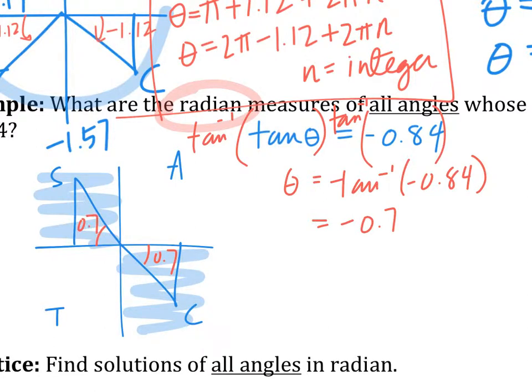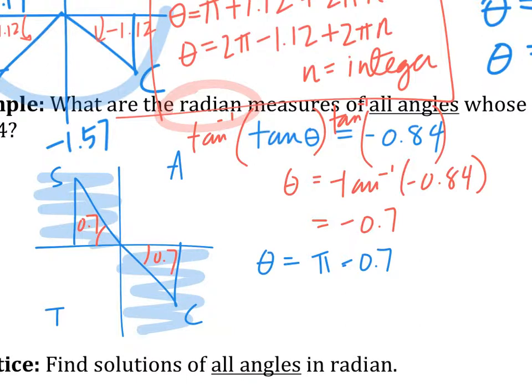Okay, the last part is writing the answer. So if you get to this point, it's good. Now writing the answer is the hard part. So just think of it visually. How do I get to this angle in the second quadrant if I start from 0? I have to go how much? Pi, minus 0.7. Okay, go all the way, and then backwards a little bit. So pi minus 0.7.